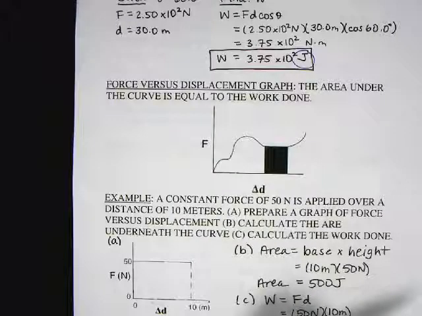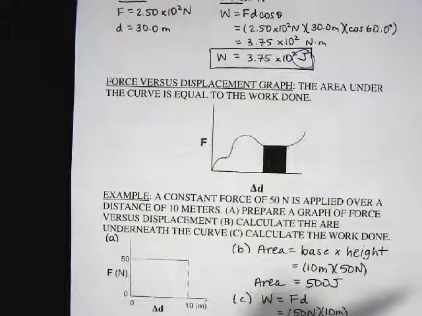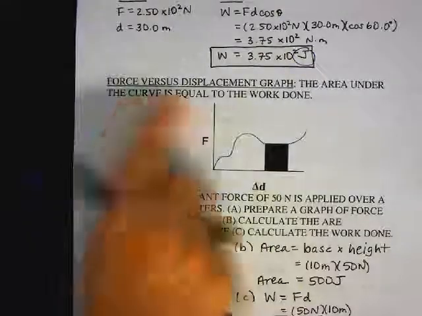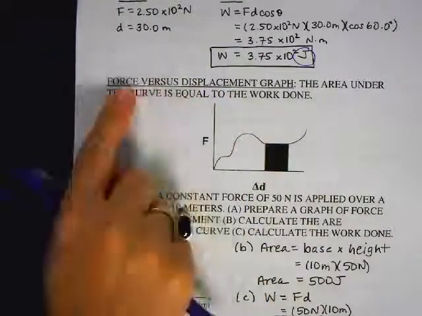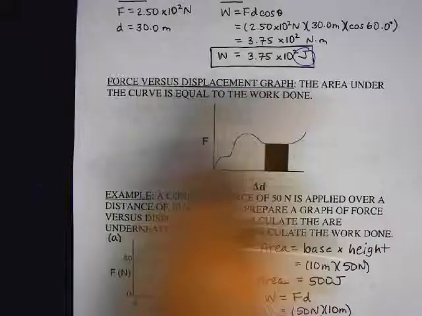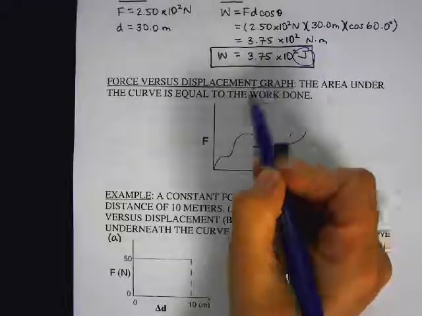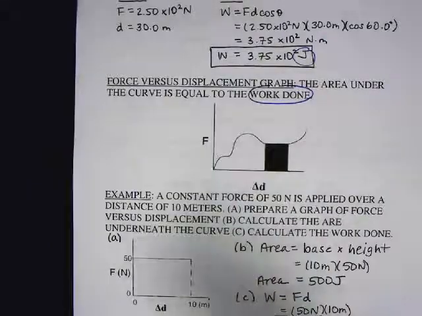Now, in this class, we can also look at things graphically. So the graph we're going to look at is a force versus displacement graph. On a force versus displacement graph, the area under the curve is equal to the work done. So you might either draw a graph or they might show you a graph.